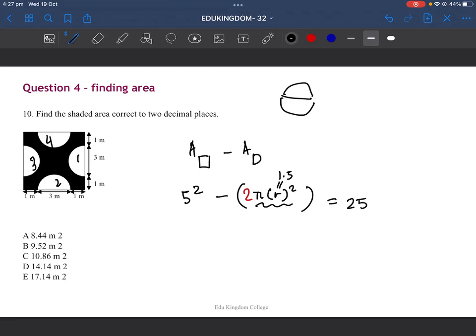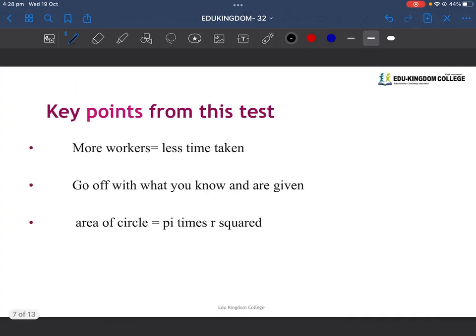So 25 minus, and actually this is equal to 14.137 if you work it out. A bit more than that, but we rounded it off to the nearest third decimal. So we subtract this. What do we get? We actually get 10.863. Okay? And we round this down to 10.86. All right. That's meters square or square meters. This is option C.